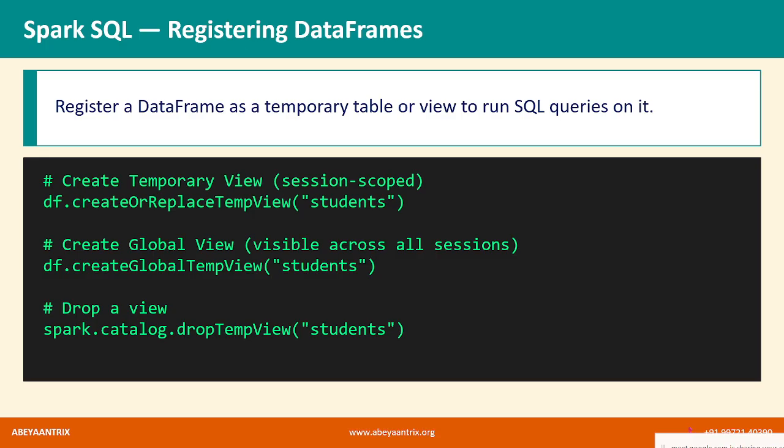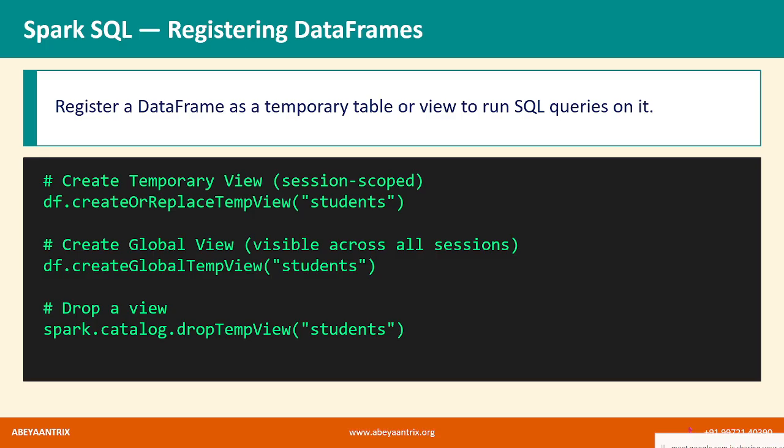Next, if you want your view to be visible across all the sessions like global, you can treat it as local variables and global variables. Temporary view is local variable. Global view is the global variable. So here df dot create global temp view students. Now this view is visible across all the sessions. This is like a global. If you want global, you can create this. If you want just temporary, you can create the temporary view.